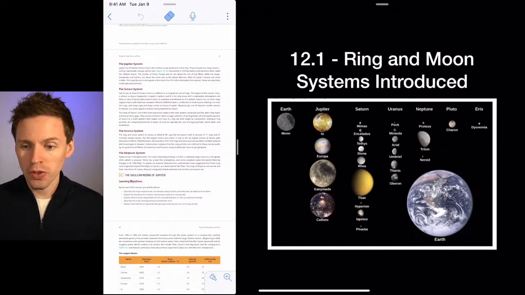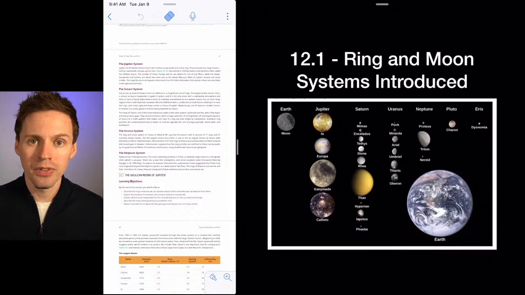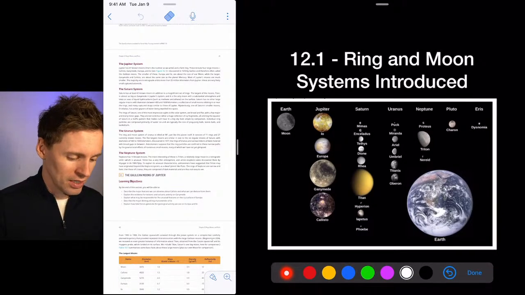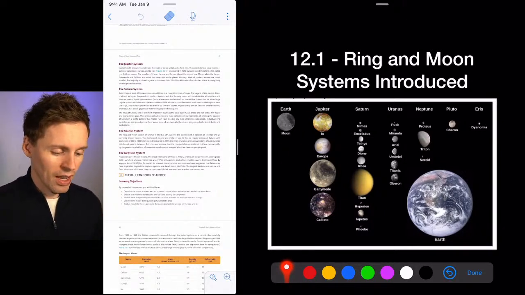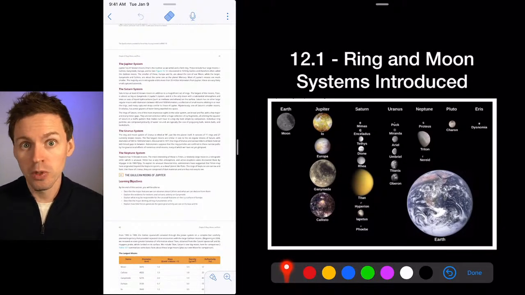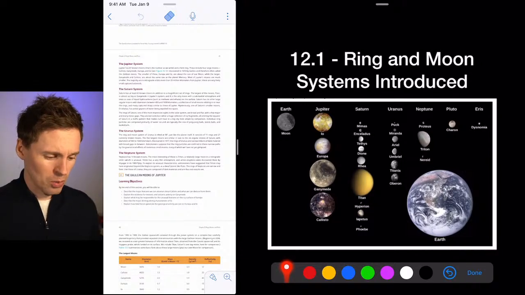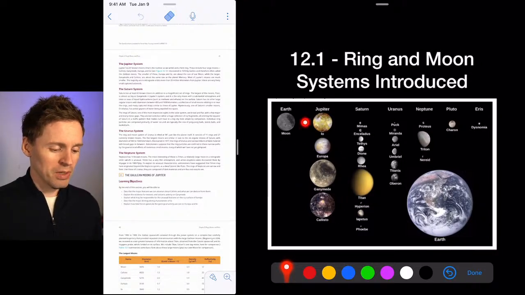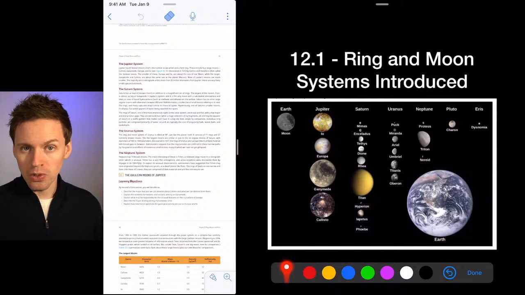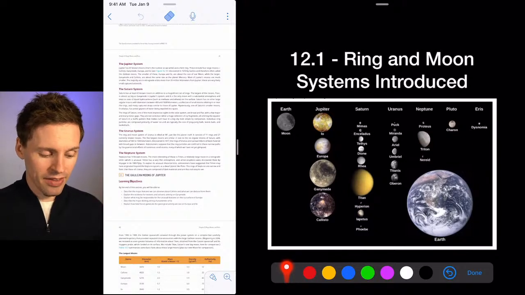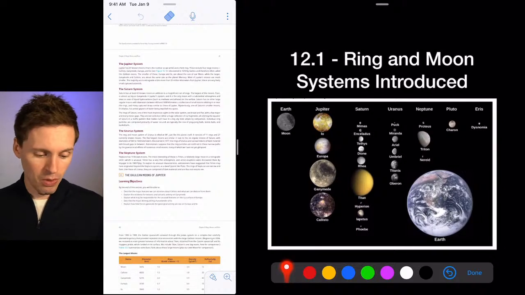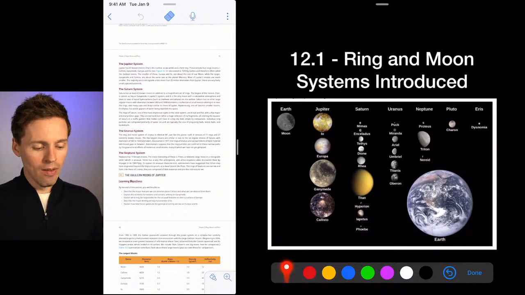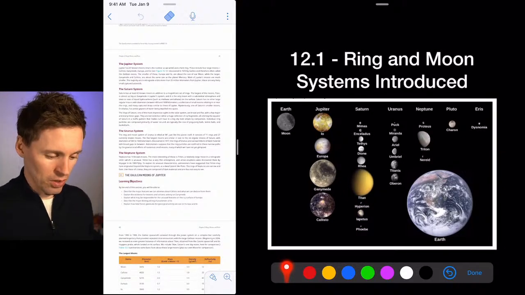So this is Earth over here on the left side of the chart. Earth's moon is right here. That's the only moon Earth has. Jupiter and its Galilean moons, we call them the Galilean moons because Galileo saw them with his telescope: Io, Europa, Ganymede, and Callisto. Those are the four biggest moons of Jupiter. You can see that they are all bigger than the moon except Europa, which is not much smaller than the moon. So they're all comparable in size to our moon.